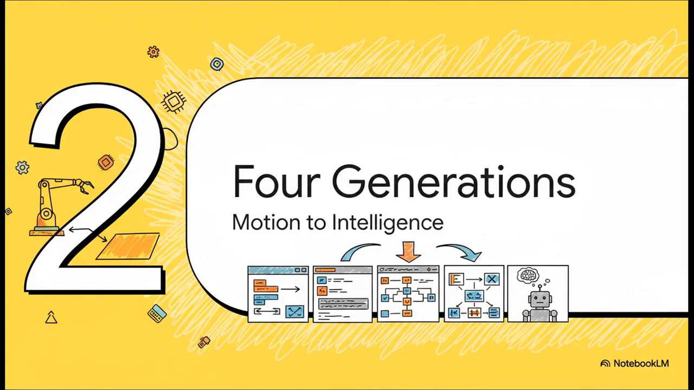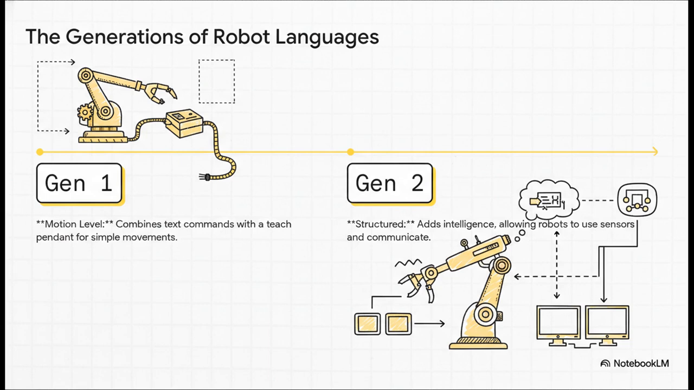Now that we have a feel for what these languages are, let's take a look at how they've evolved. It's a pretty cool story, actually. We're going to walk through 4 generations that take us from just telling a robot where to go to having it actually think for itself. The first generation languages, they were all about one thing, motion. You'd use some basic text commands along with a thing called a teach pendant. It's basically a handheld controller to set up your points. Perfect for simple, repetitive stuff.